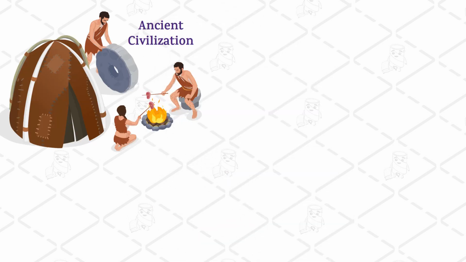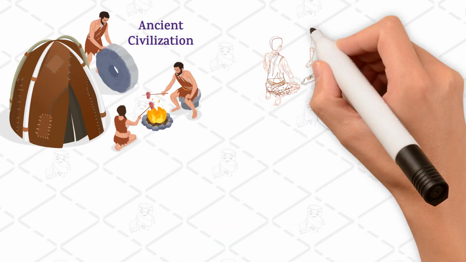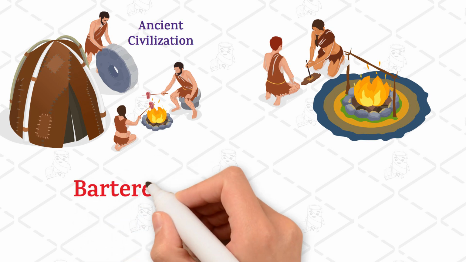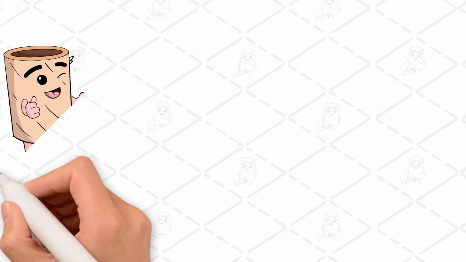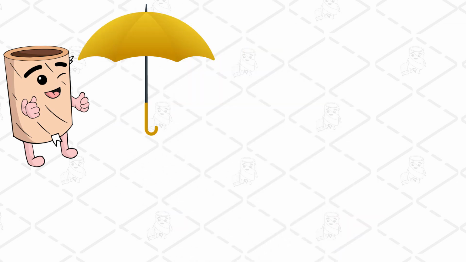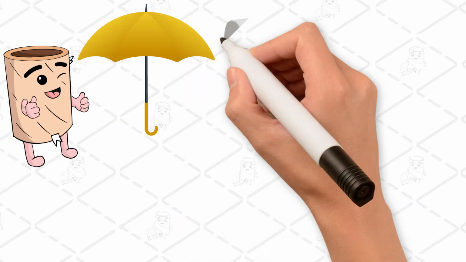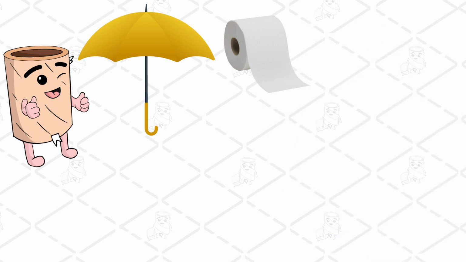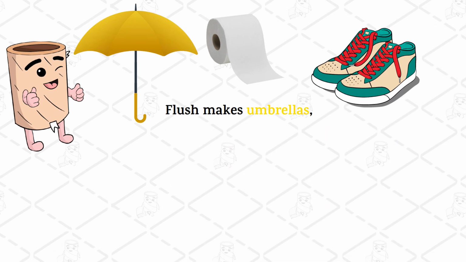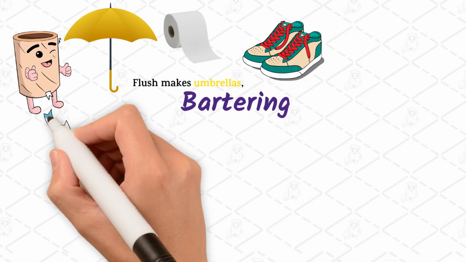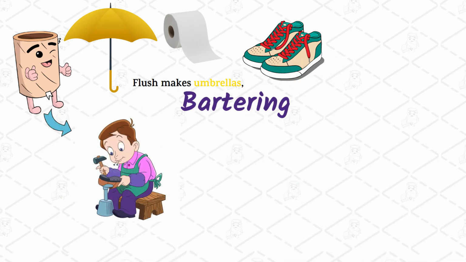Way back in the dawn of human civilization, people either made all their own stuff or bartered for things that they wanted. Bartering is when you trade something you have with someone who has something you want. For example, in Tradesville, where Flush lives, everyone loves umbrellas because, well, the people are made out of paper. So if they get rained on too much, they start to fall apart.